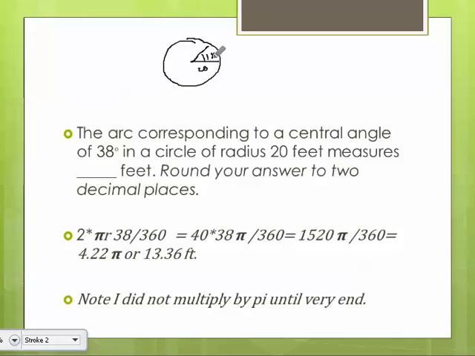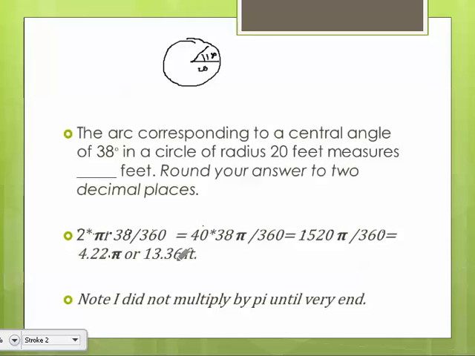Okay? Well, we've got a formula for calculating the circumference of a circle. It's 2 pi r. And when we multiply it times the number of degrees divided by 360, or 20 times 2, which is 40, times 38. Well, 40 times 38 is 1520. Divided by 360 is 4.22. And then when I multiply 4.22 times pi, I get 13.36.